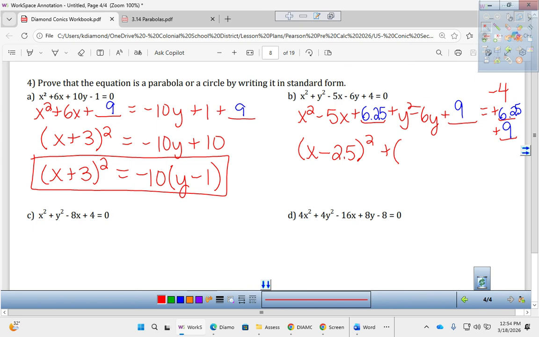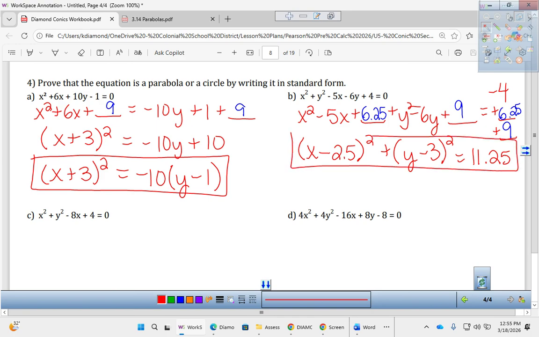Factoring this one's a little easier. What multiplies to 9 and adds to negative 6? Y minus 3 and y minus 3, or y minus 3 squared. If I add the numbers on the right-hand side of the equation, I end up with 11.25. This is the standard form of a circle. I can tell you that the center of the circle is 2.5, 3. I can tell you that the radius of the circle is the square root of 11.25. And then from there I could graph it.